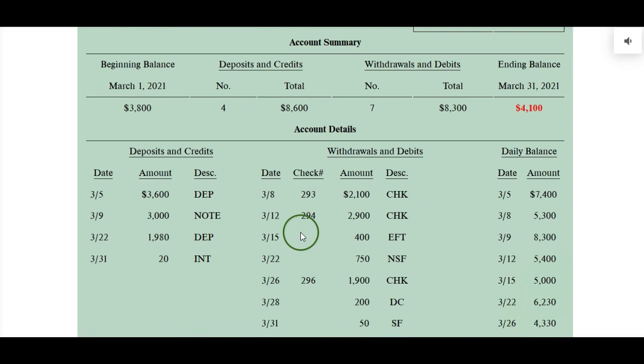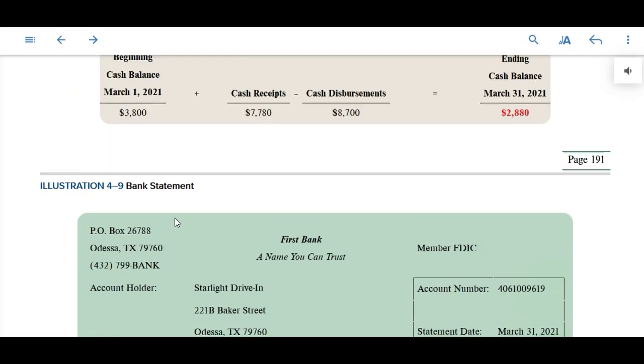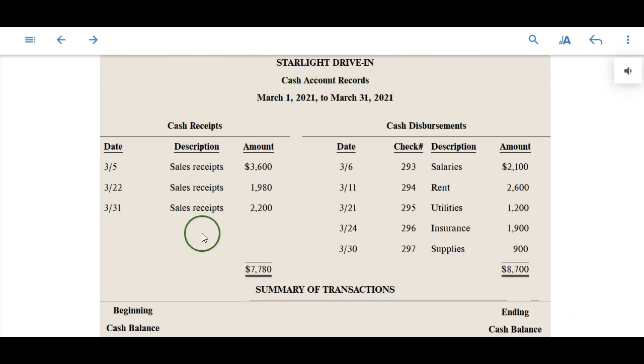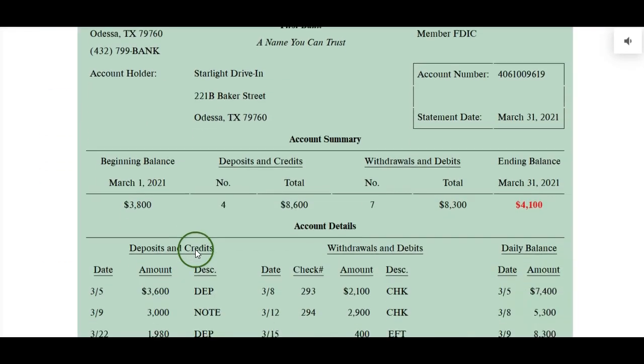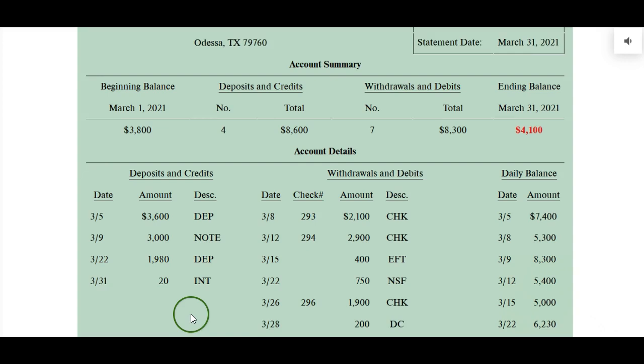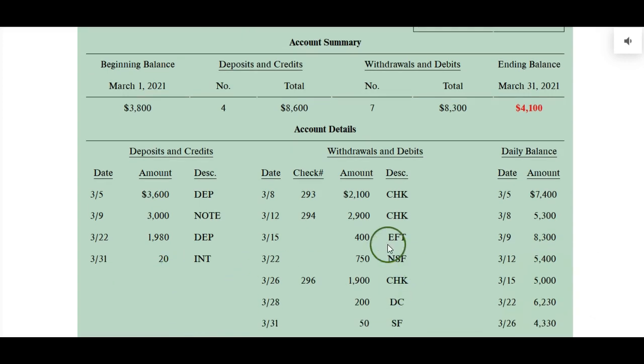Let's see what the bank says came through. We have some deposits. Here's a note deposit. We didn't see that in our records, the $3,000 note deposit, not up here. We have interest we earned on the checking account. Checks came through. You can see all the checks did not come through. We wrote 5 checks. I only see 3.